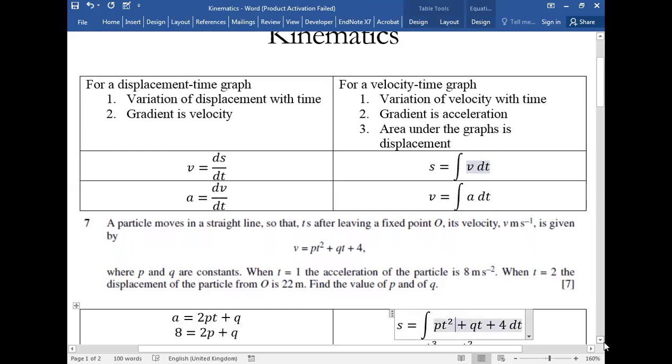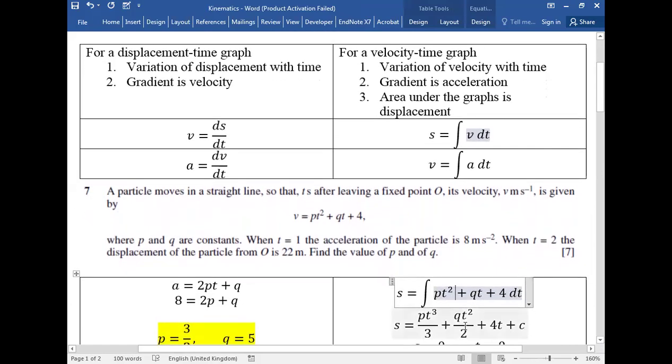What about displacement? When I integrate it, what do I get? This is what I get. Is that right? How will c be found? First of all, look carefully. From where is the displacement being given? 22 meters from O. When time is 0, what is the displacement from O? 0. If you put 0 for both, what will be the value of c? It will be 0. So please be careful about this.